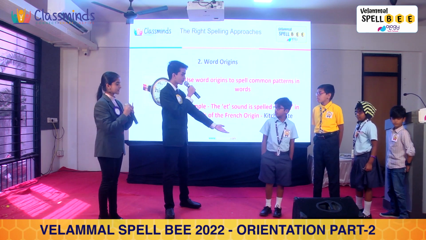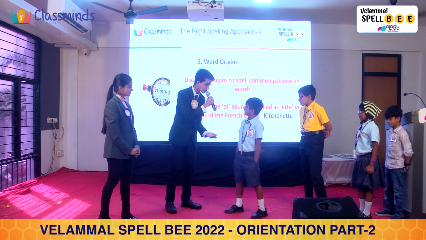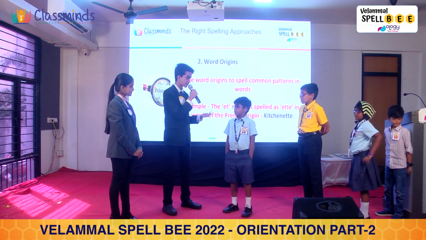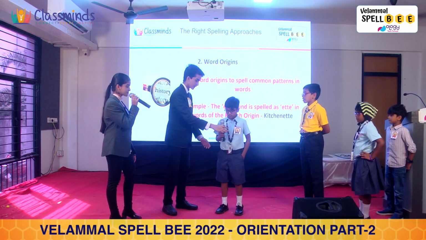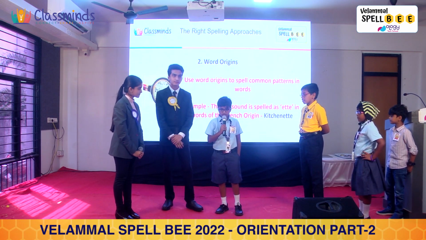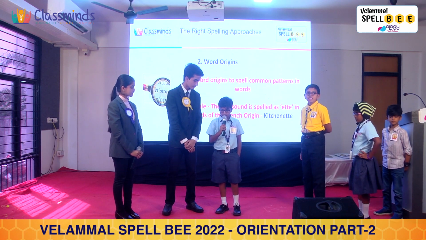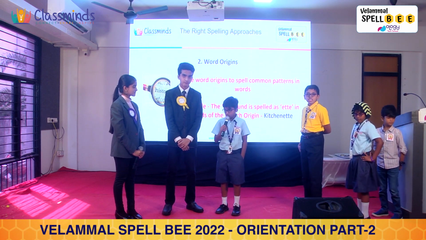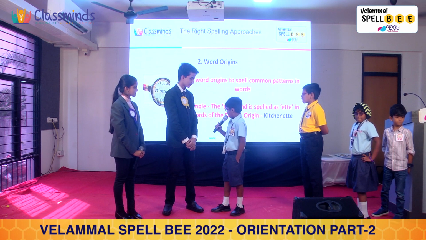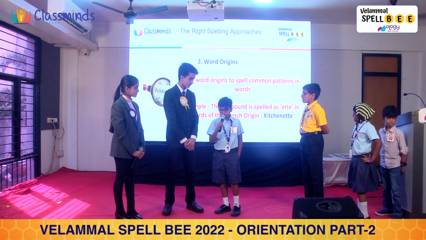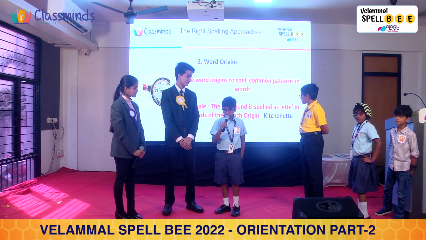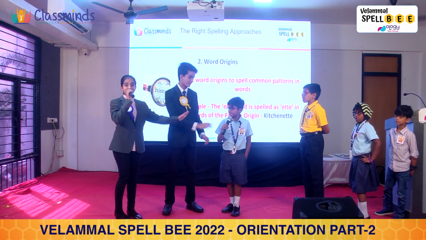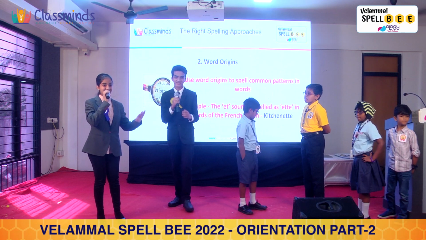Okay? So let's start with our first volunteer. Can you introduce yourself, state your name, grade, and your school, and try to spell the word brunette? My name is Rishan from grade 4 Ology Tech School, and the word brunette is spelled B-R-U-N-E-T-T-E. Okay, we won't review if that's correct yet.